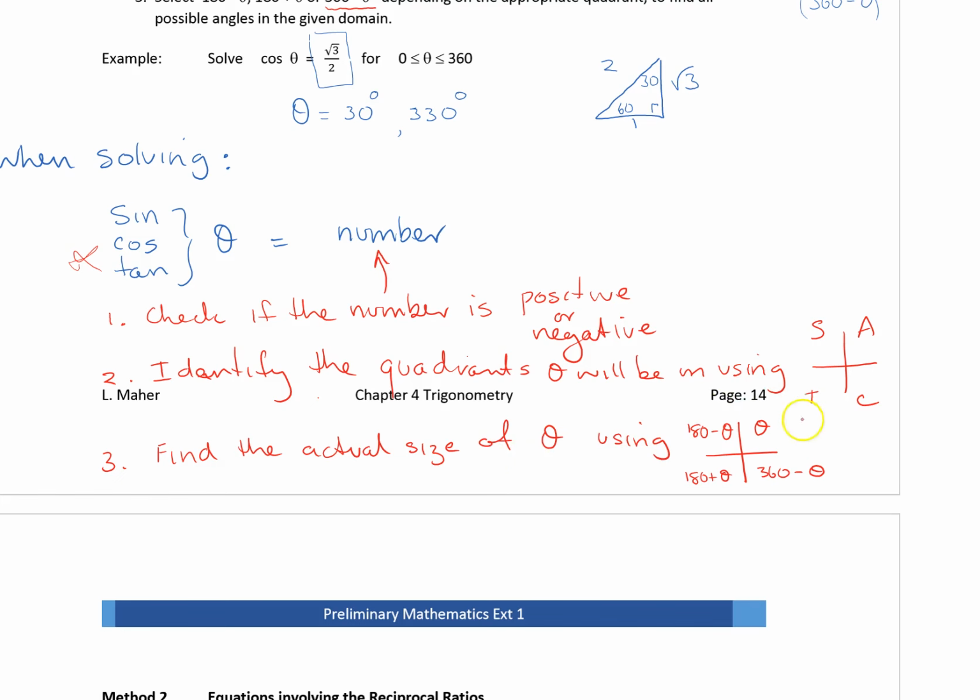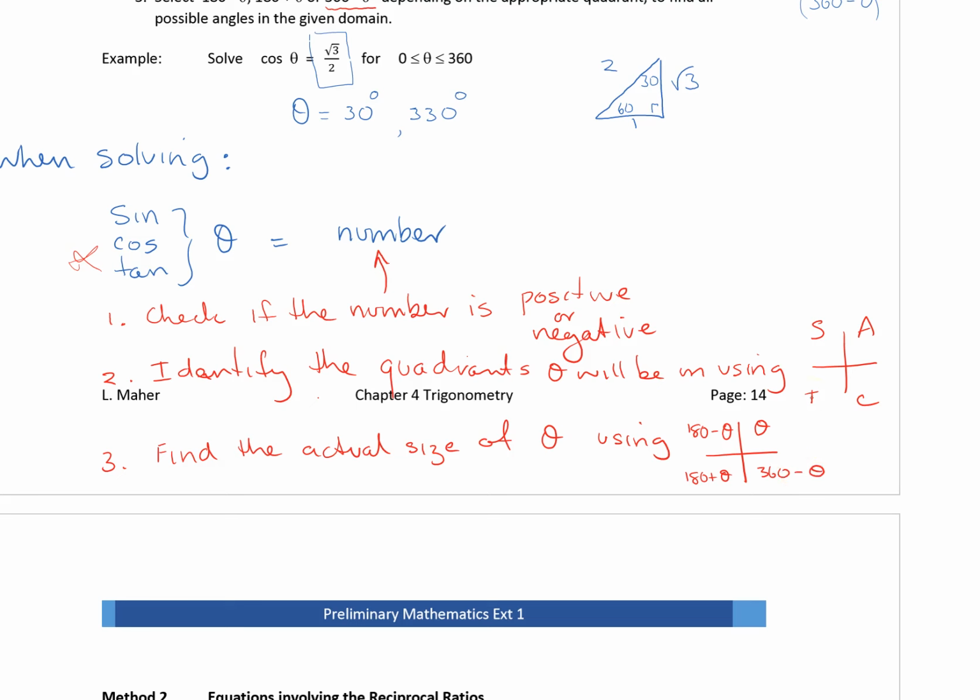Once you've established which quadrants you're going to be in, then you need to find the actual size of theta. And to do that, you use this little summary. If you're in the first quadrant, then the angle will just be theta. If you're in the second quadrant, you work out the acute angle, but you give your answer as 180 minus that acute angle. If you're in the third quadrant, you write the actual size as 180 plus theta, and if you're in the fourth quadrant, you write the size of the angle as 360 minus theta.